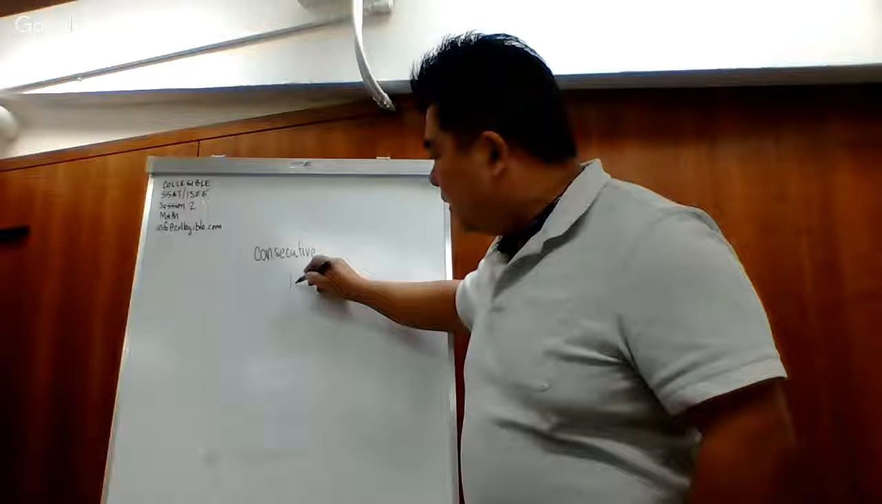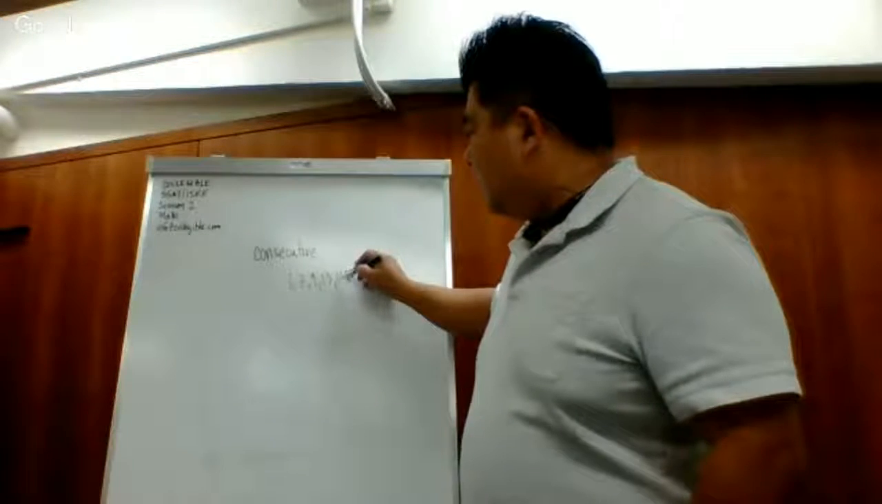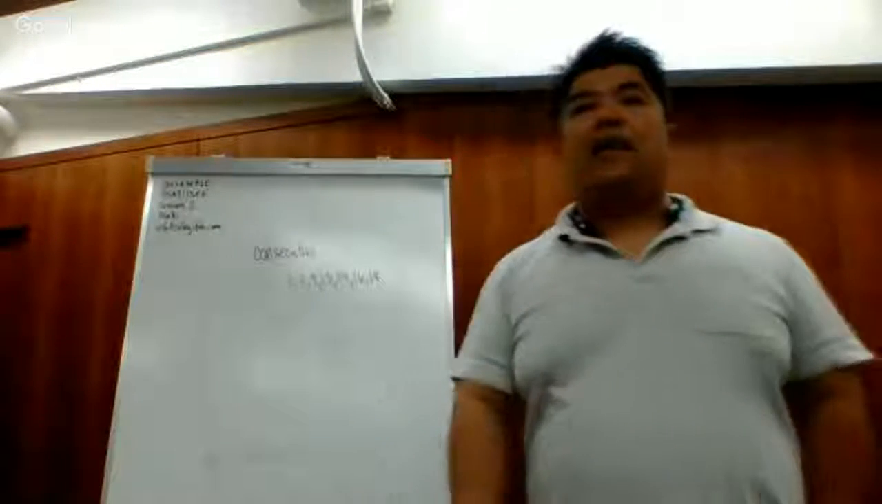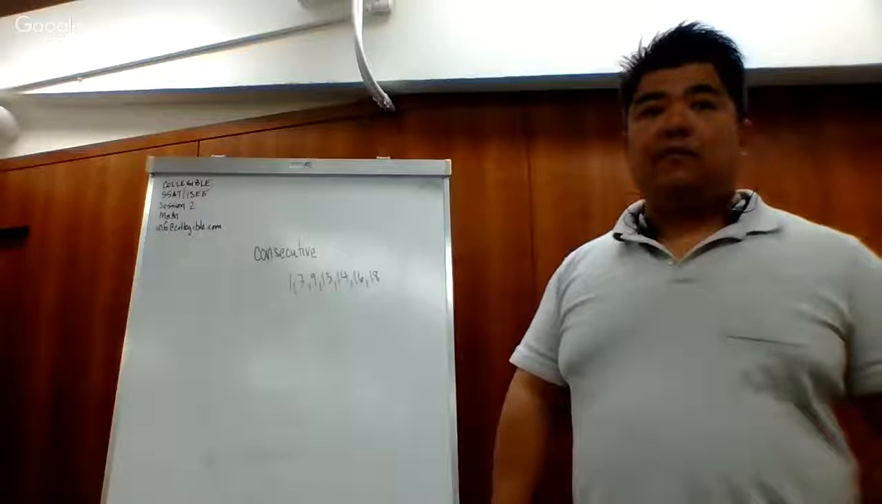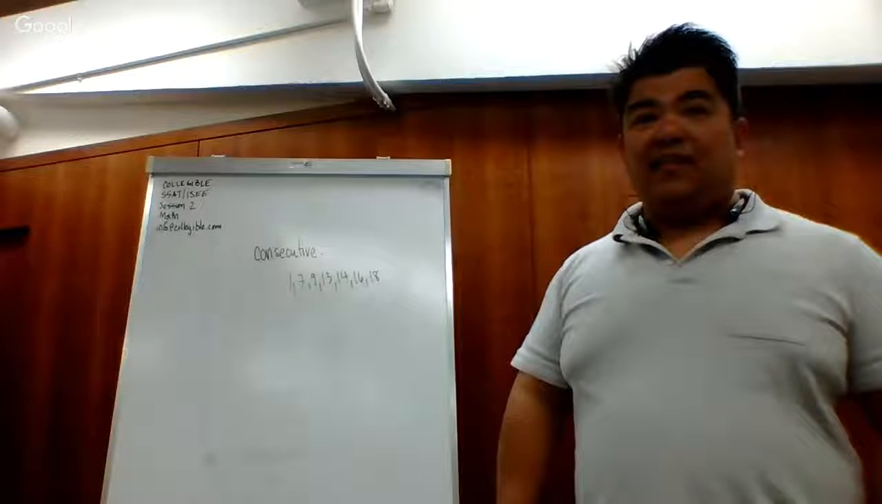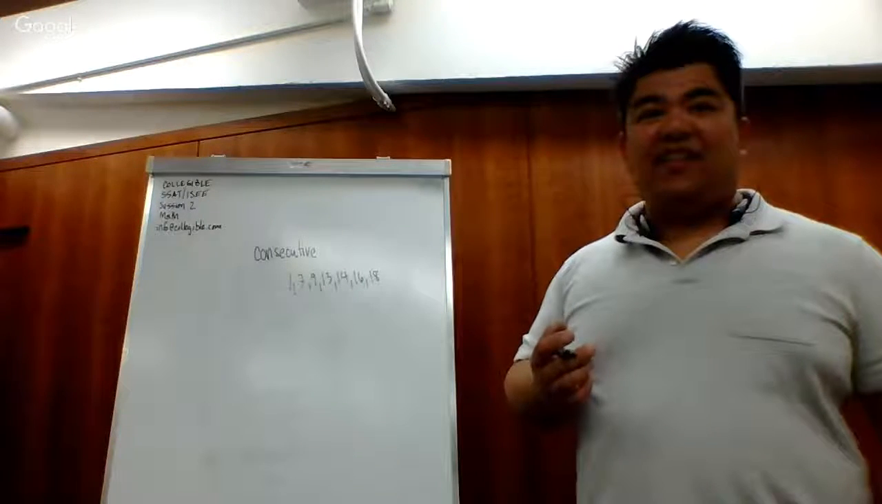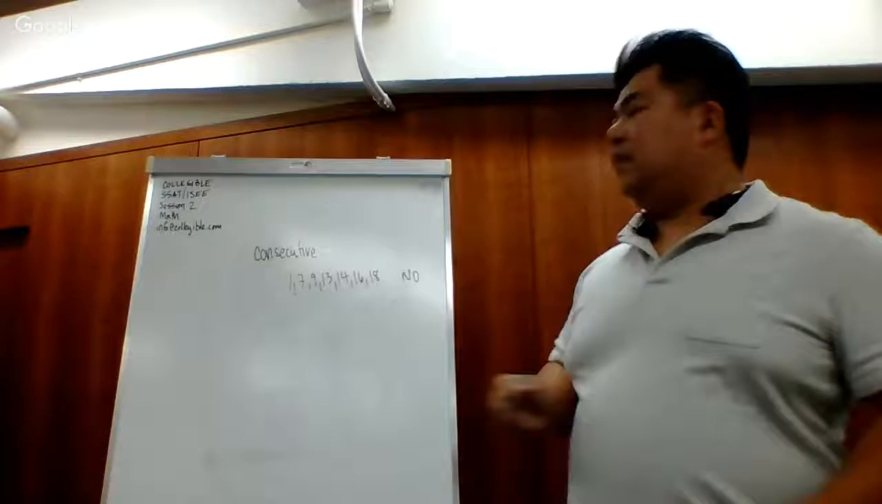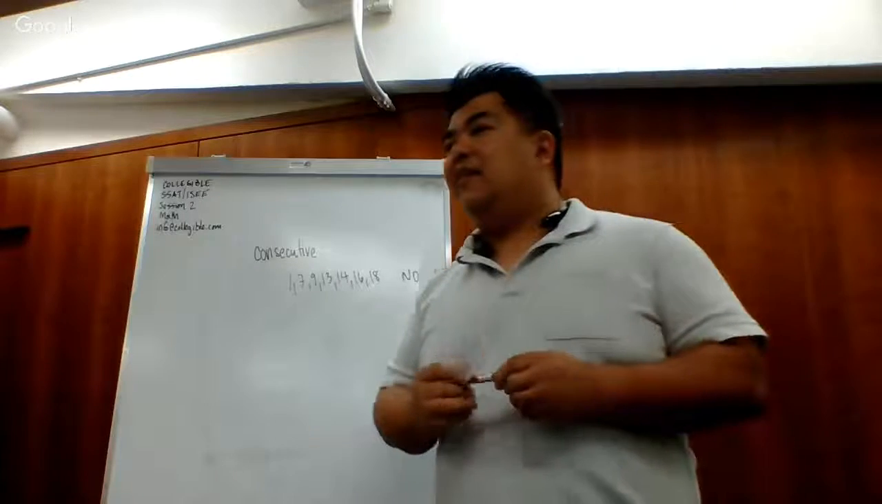1, 7, 9, 13, 14, 16, 18. Is that consecutive? Yes? On which planet? I have no idea. This is not consecutive. Why? Henry, tell us why this is not consecutive. Well, I don't think it has any pattern.